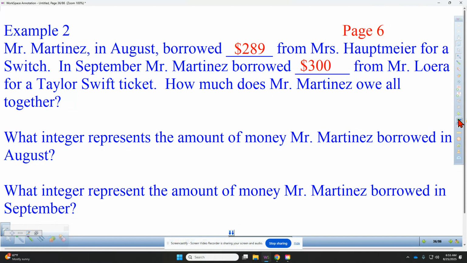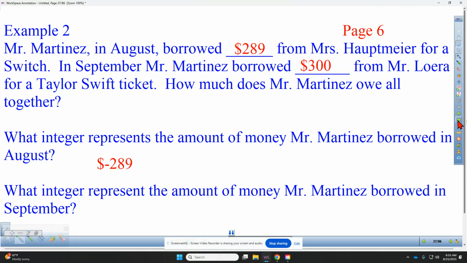Let's start with figuring out the integers that represent the amount of money that Mr. Martinez borrowed in August. And that would be, since he's borrowing, that's considered a negative, so that's a negative 289.